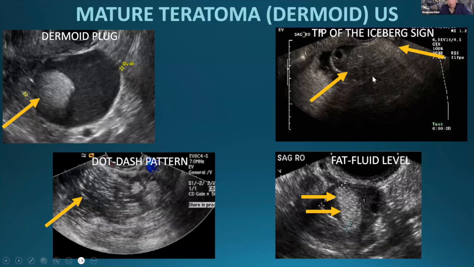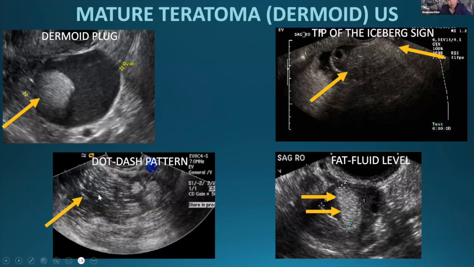The second most common manifestation is what is called the tip of the iceberg sign. So on this transvaginal imaging, you can see a little bit of a normal appearing right ovary, but the majority of the right ovary is actually occupied by this lesion with intense shadowing that's echogenic. This is called the tip of the iceberg sign, and it's usually due to the presence of sebum or hair within the lesion.